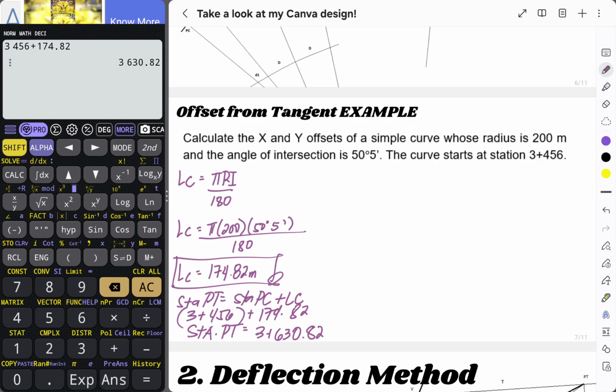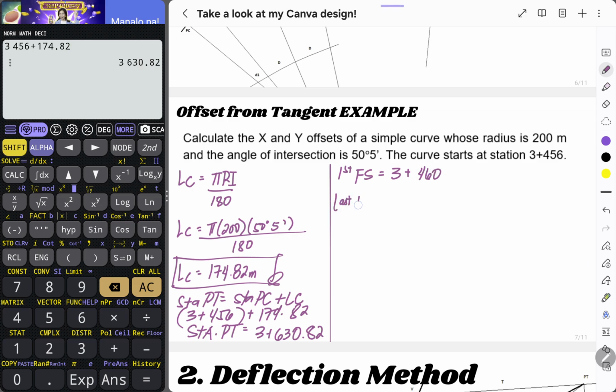Now, ano yung first full station natin? Kung station PT is 3 plus 456, so, ang station, PC pala yan. So, our first full station is equal siya sa 3 plus 460. Our last full station is equal siya sa 3 plus 620. And ilan po ang full station natin? Ma'am, bakit 3 plus 620? Ano ba yung divisible by 20 before 3 plus 630?